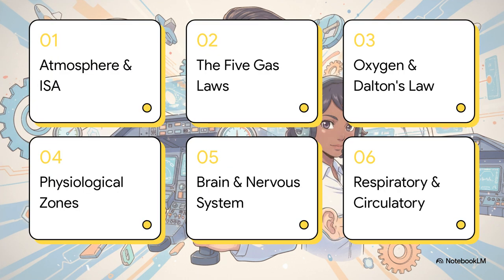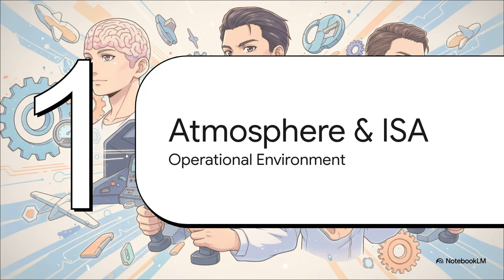So here's today's flight plan. We're going to cover the atmosphere and ISA, the 5 gas laws, oxygen and Dalton's law, the 4 physiological zones, the brain and nervous system, and finally, wrap it up with the respiratory and circulatory systems. Okay, Section 1, Atmosphere and ISA Baselines, the operational environment.